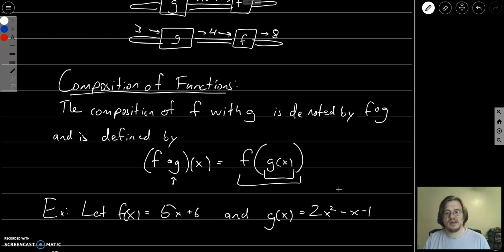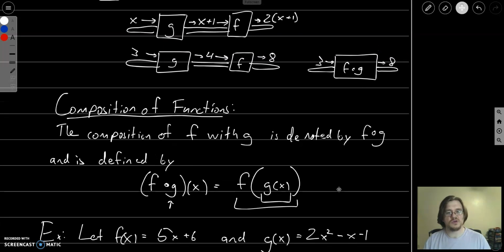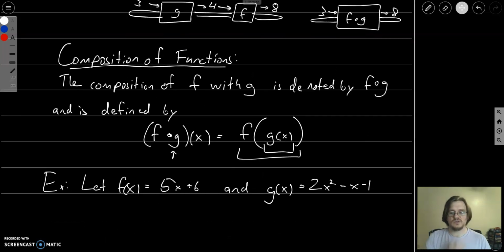So up here, this function I could write as one big function that is f composed with g. And when we plug in a 3, we get an 8. Or more generally, with our big f composed with g, when we plug in an x, we're going to get 2 times x plus 1. So let's do an example of this.